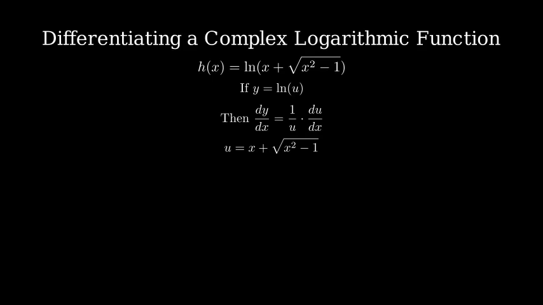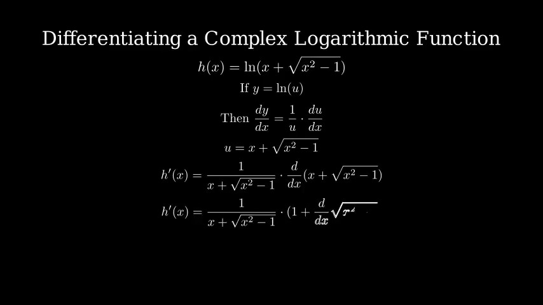Now, applying the chain rule, h prime of x equals 1 over u times the derivative of u with respect to x. To find the derivative of u, we need to use the sum rule and the chain rule again. The derivative of x is simply 1. And for the square root term, we'll need to use the chain rule with the power rule.